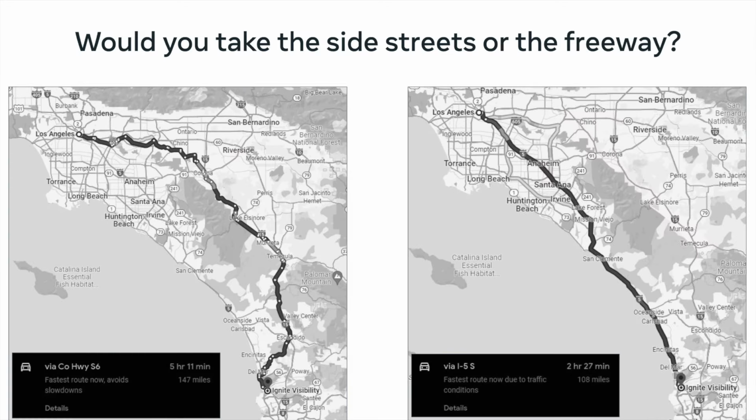So jumping into the CAPI conversation, a quick question for you all. Would you rather take side streets or the freeway? Yeah, it's a great question, and it's one that I had to deal with as I live in Los Angeles and do commute down to the Ignite Visibility office down in San Diego fairly frequently. And one of the challenges that I run into is, there's traffic all around, and of course, you can take side streets or you can take the freeway. Both are effective ways of getting somewhere.